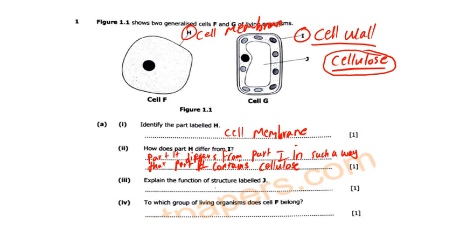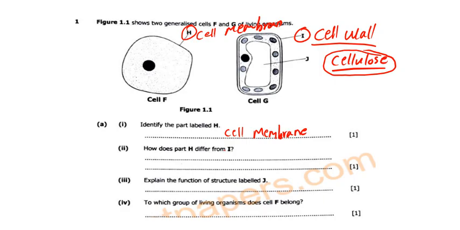Or maybe my statement here might confuse you, so you can just write: part I contains cellulose, or it is made up of cellulose, while part H does not have cellulose. Because this is a 1 mark question, do not labor that much in explaining. Like that. This is 1 mark, and then you go.